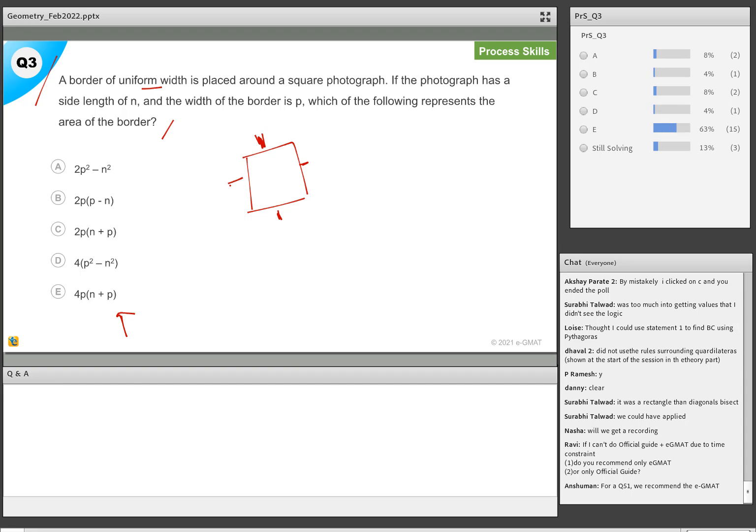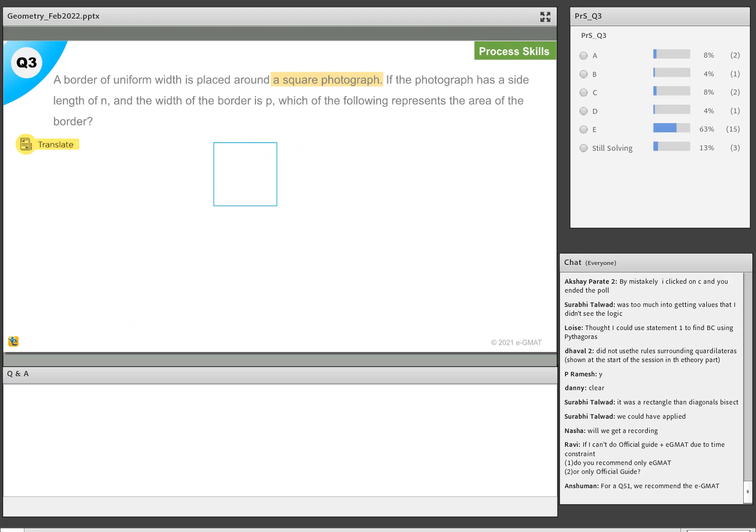This gap has to be the same on all sides. Otherwise, it would not be uniform width. If it was this much on this side and this much on another side, this would not be uniform width, right? That's the first thing you should understand. What is meant by uniform width? If this is clear, let's move on.